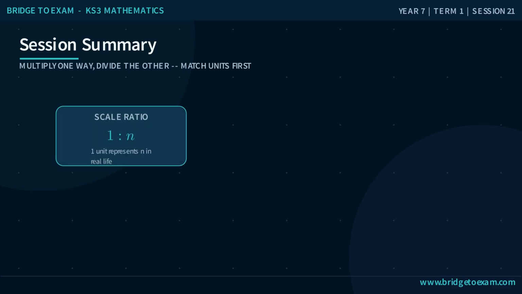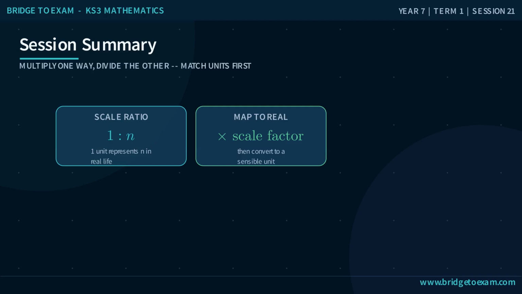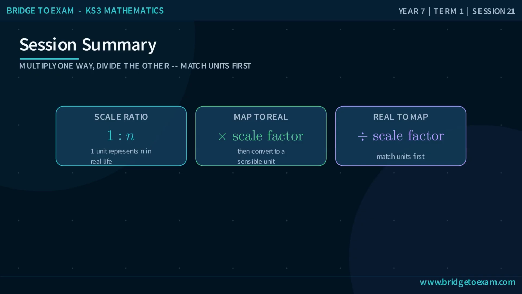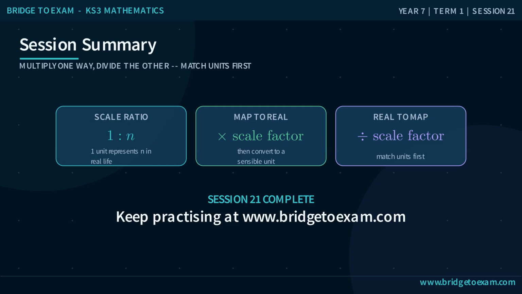Let's wrap up Unit D. A scale ratio 1 to n means one unit on the drawing represents n of the same unit in real life. Map to real life. Multiply by the scale factor. Real life to a drawing. Divide by it, after matching the units first. And a bigger scale factor means a smaller drawing, not a bigger one. That's ratio and proportion complete.